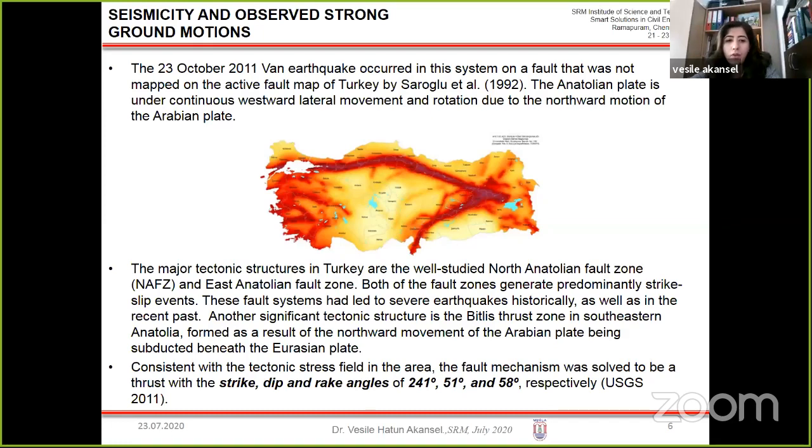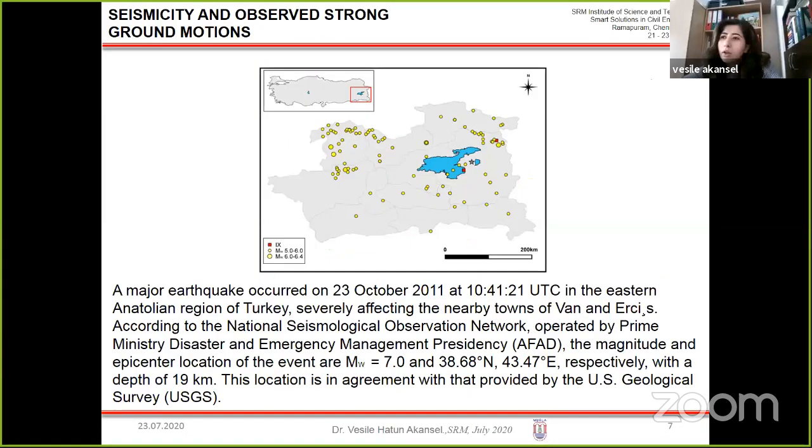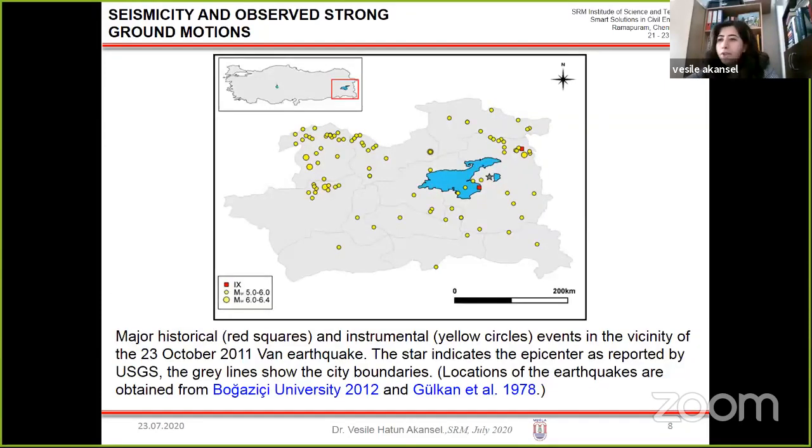Consistent with the tectonic stress field in the area, the fault mechanism was thought to be thrust, with strike, dip, and rake angles as given on the slide according to the USGS. This is the city of Van, and it was a magnitude 7 earthquake; you can see the details of the earthquake on the slide. The major historical earthquakes are marked as red squares on the map. The yellow ones show the instrumental strong ground motion recordings, and the star indicates the epicenter as reported by the USGS.